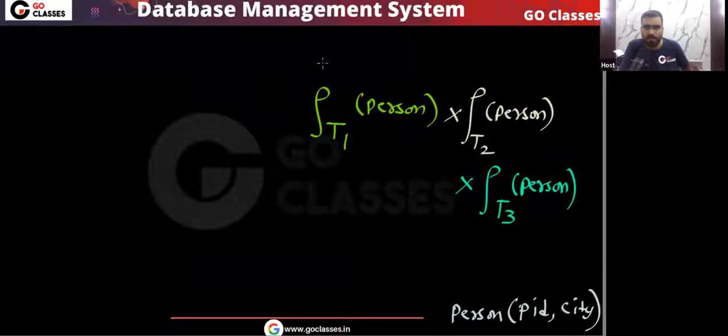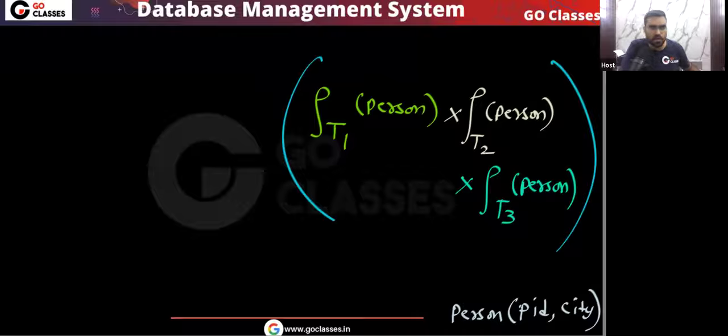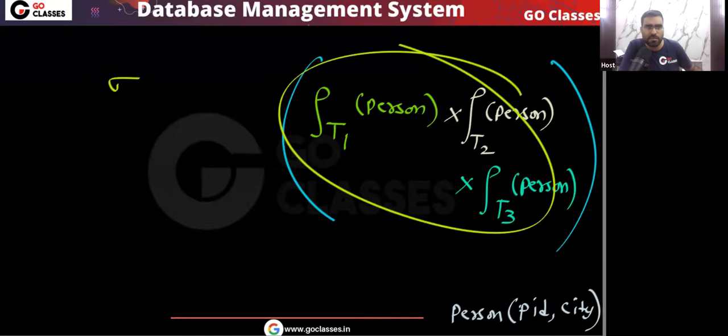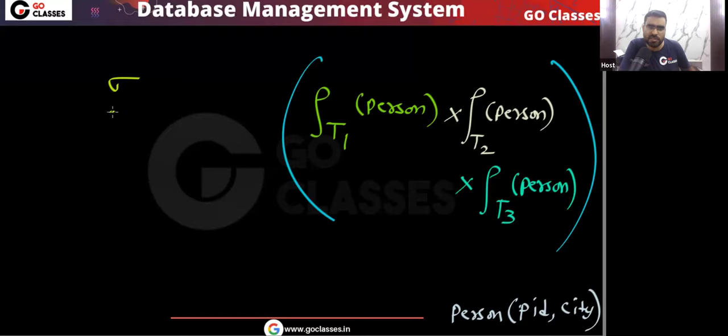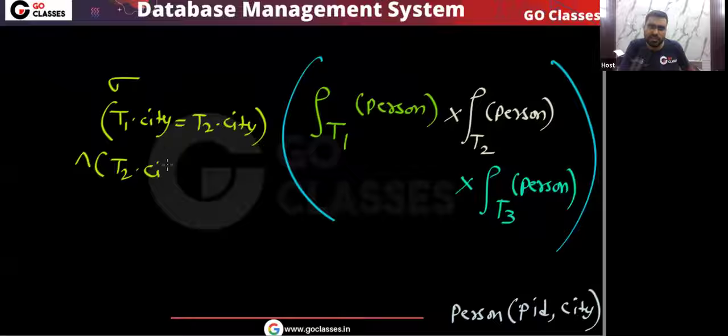Now, once this is done, what I will do is select those tuples. Which tuples will I select? I will select those tuples where their city must be the same. Yes or no? Their city must be the same. Means T1 dot city should be equal to T2 dot city, and T2 dot city should be equal to T3 dot city.